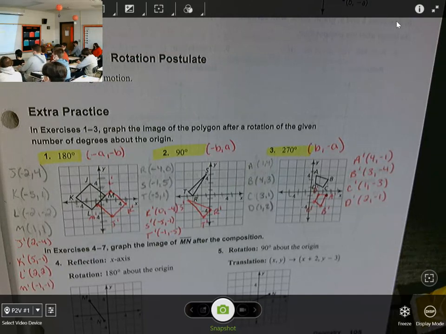0, -4 is down on the y-axis for R prime. S prime is to the left 5, down 1. T prime is to the left 1, down 5.